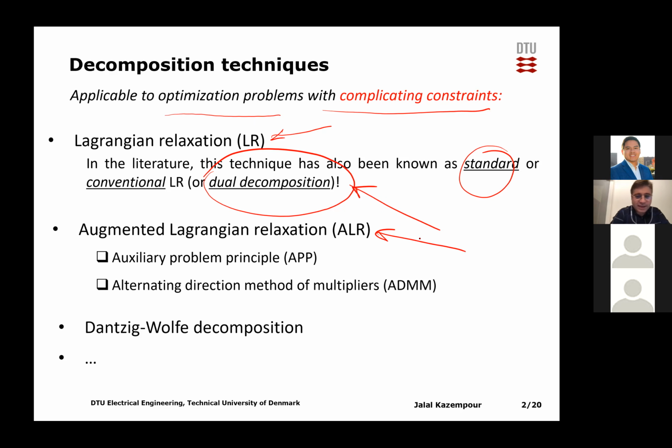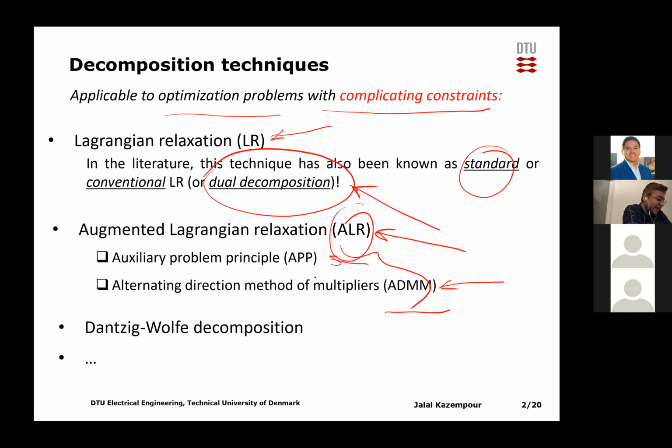Also, we will talk about ALR. For ALR, you will see why we need a bit more techniques. If we formulate our problem in an augmented way, then we need to use different techniques that I'll mention, like auxiliary problem principle or ADMM. So ADMM is not a different technique. ADMM is a solution technique if we go for augmented Lagrangian relaxation. I'll explain what it means.